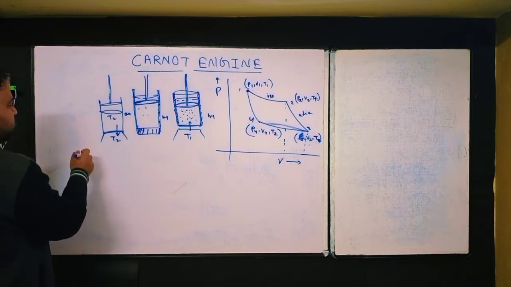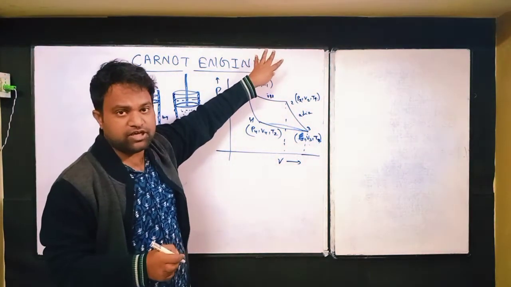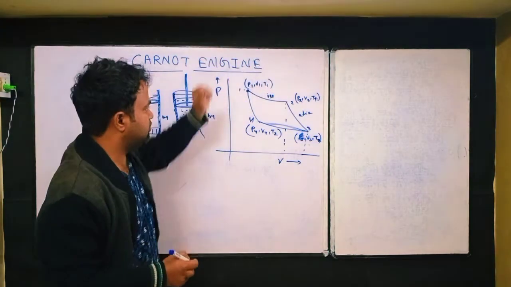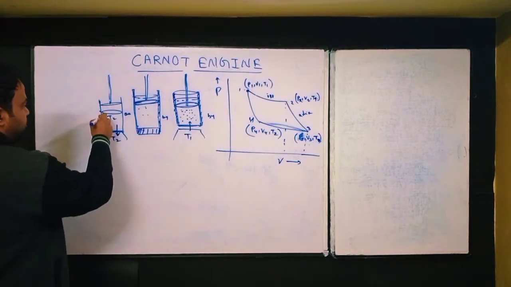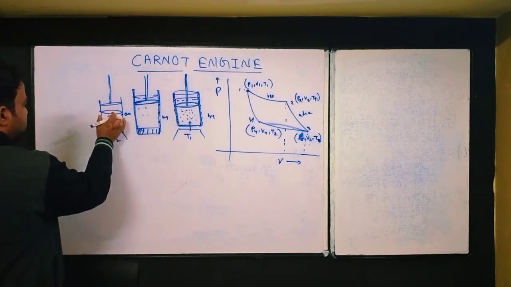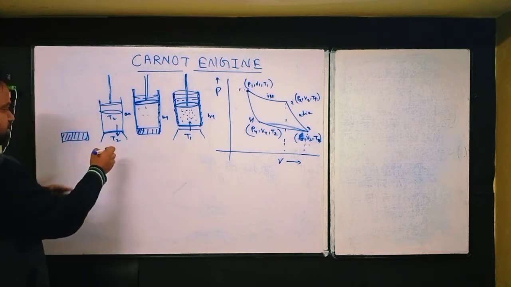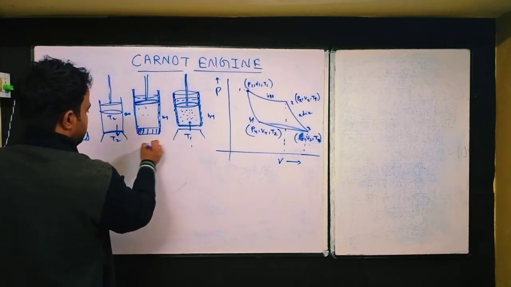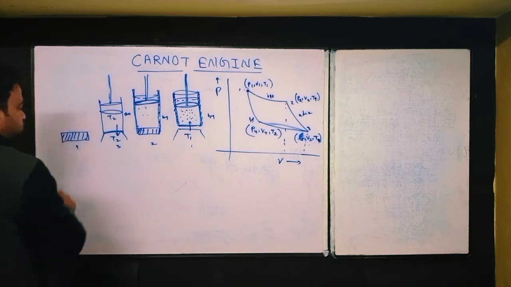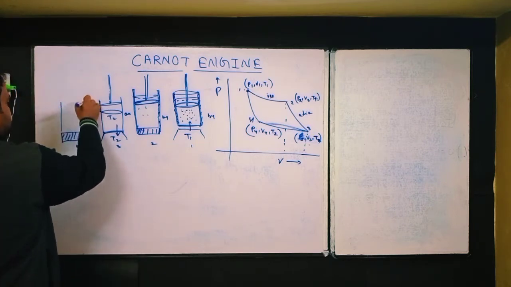Now the last case, that is 4 to 1, again it will go back to its initial volume. So what will happen? Again I'll compress and bring it to its initial volume. So what I'll do, I'll bring the system and keep it on an adiabatic stand. So this is your first case, this is your second case, this is your third case, and this is your fourth process. Fine.